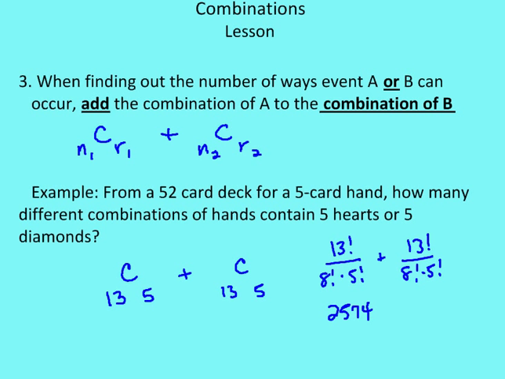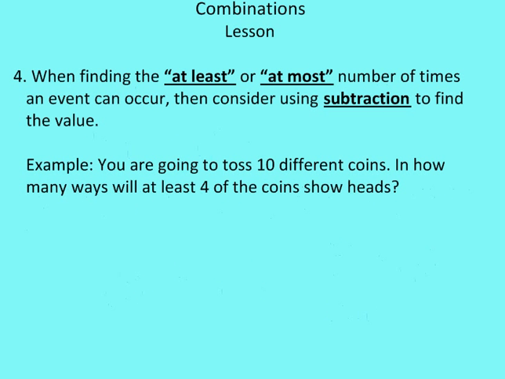All right, so we're going to move on to the last concept, and this tends to be the more tricky of the three for most people. We talked about when finding the number of times event A and B can occur, we multiply. When we find the number of times event A or B can occur, we add. And when we're asked to find at least or at most the number of times an event can occur, then we're going to consider using subtraction to find the value. We don't always have to use subtraction, but we're going to consider it because it might be the easiest way to go.